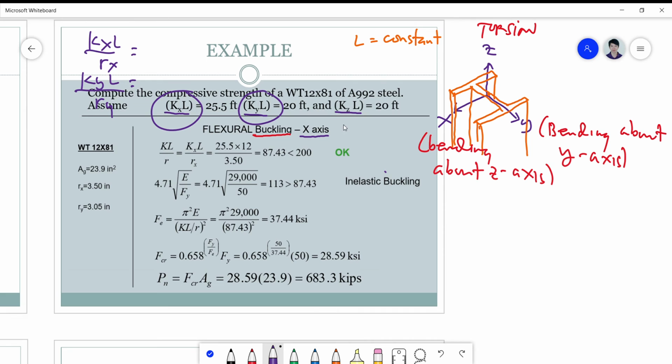Okay, so the x-axis is the more critical axis of buckling, since your KxL over rx, which is 87.43, is greater than this value here. Okay, so you may compute the KyL over ry. So the value here will be less than 87.43. So in case this is greater than that, you have to take note that your flexural buckling about the y-axis will govern, hence the more critical axis of buckling.